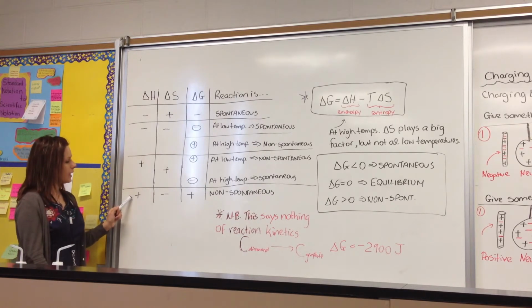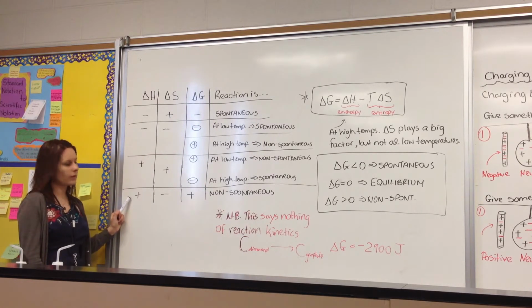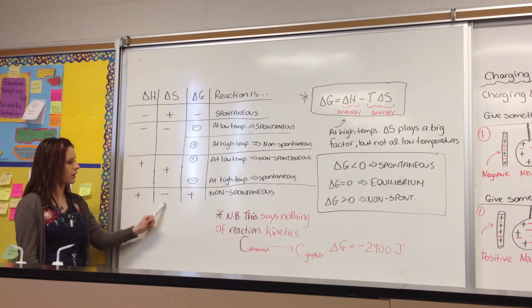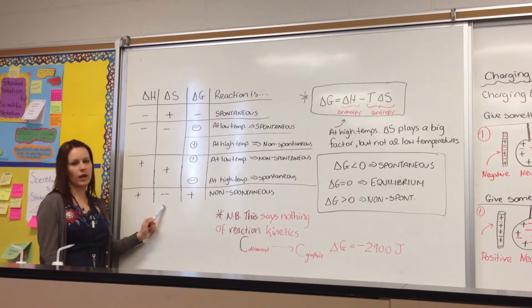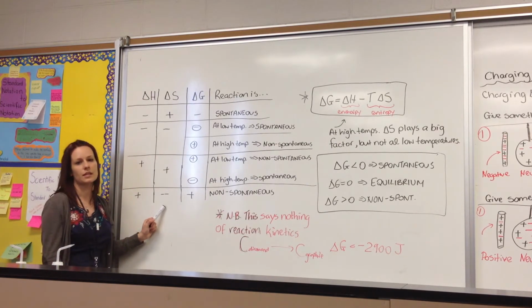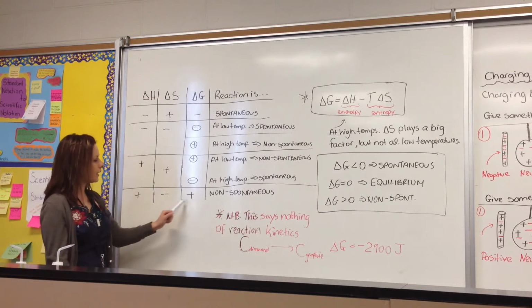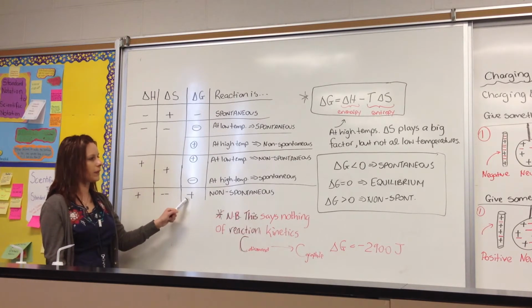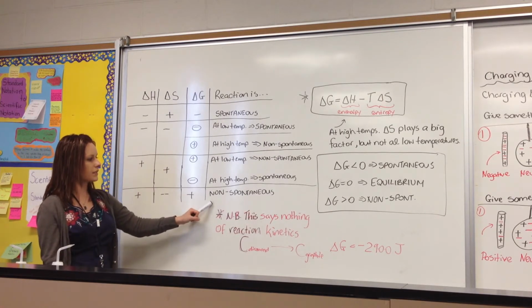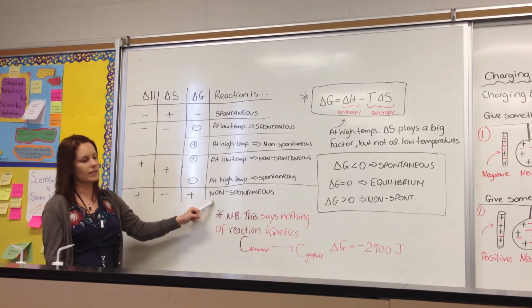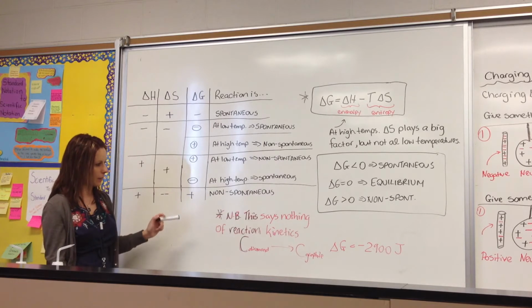And finally, if your reaction is endothermic, your delta H is positive, and let's say that now you have decreased entropy, which means that you've made something that is way more ordered, has more structure, and your delta G value ended up being positive, that means that the reaction is non-spontaneous. It is not likely to happen.